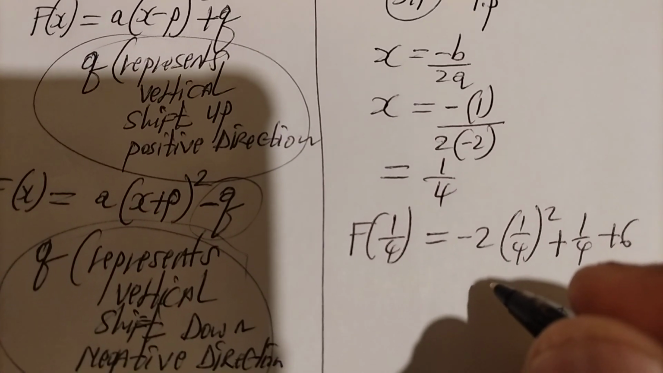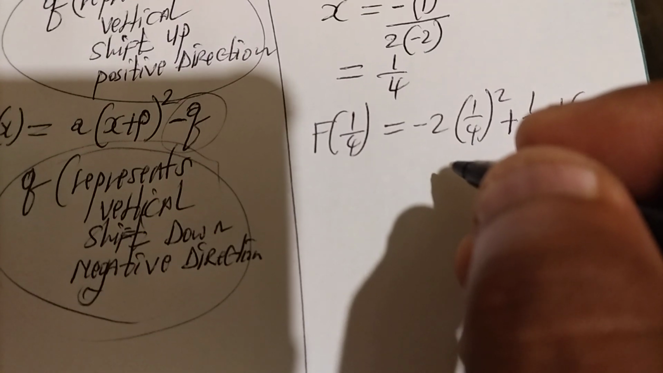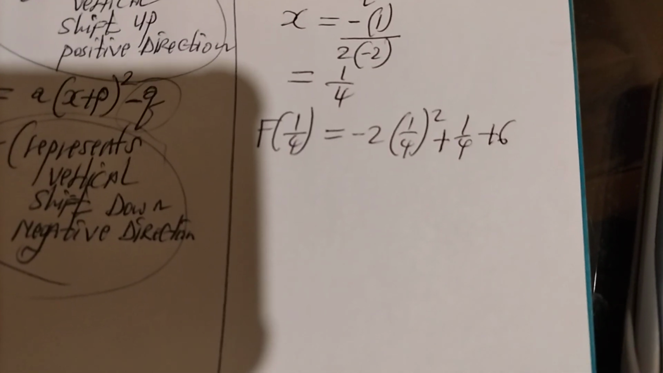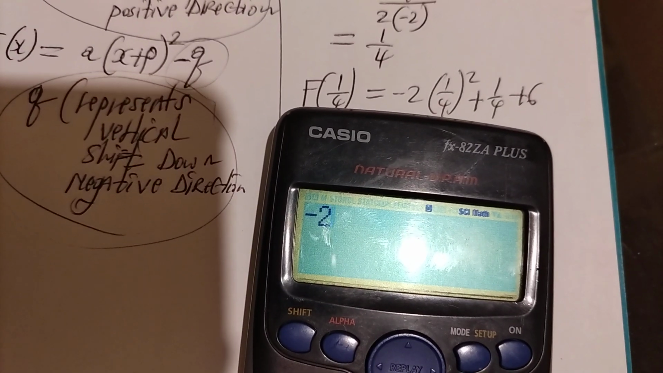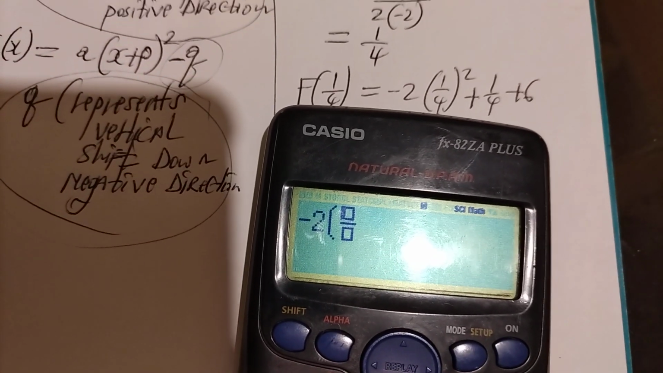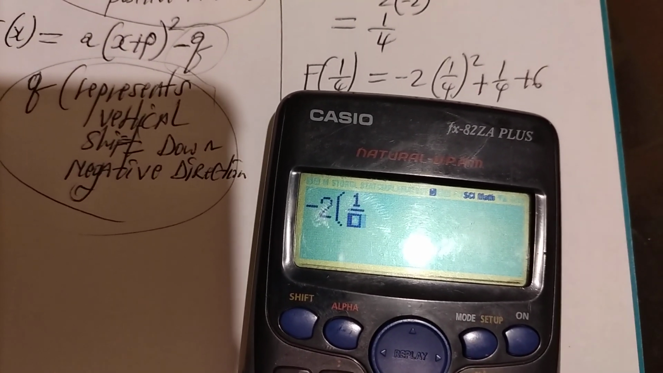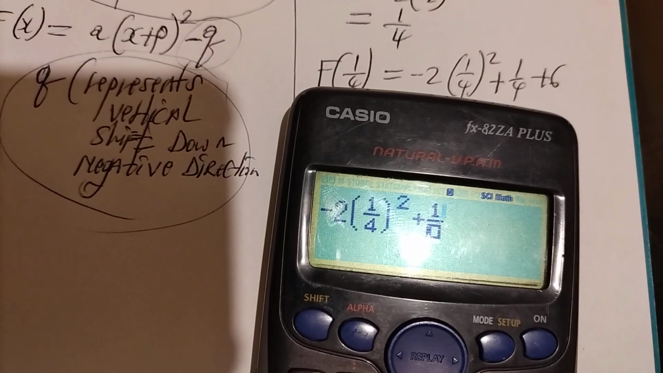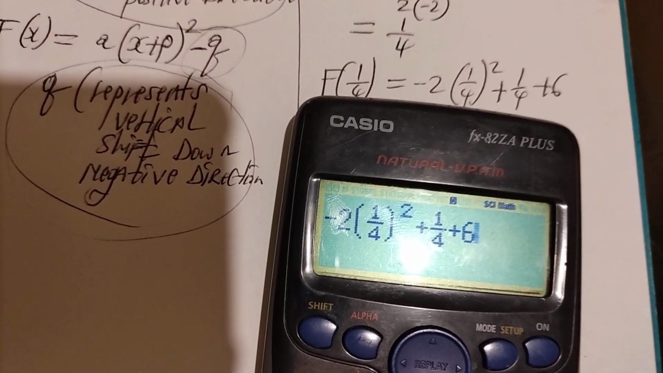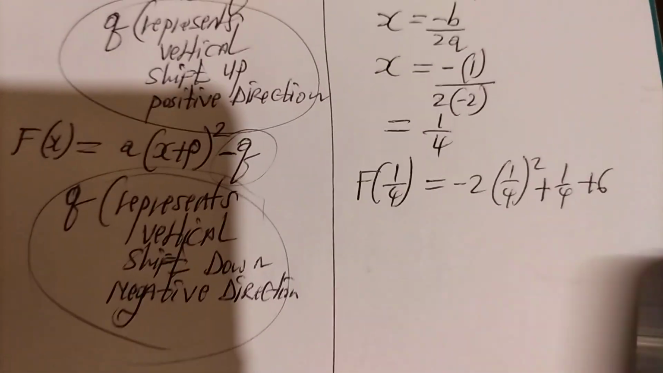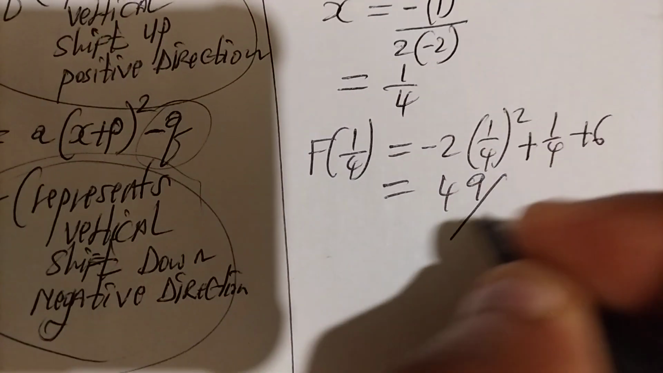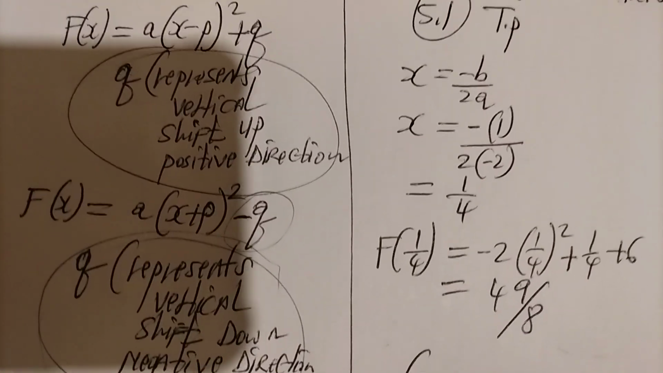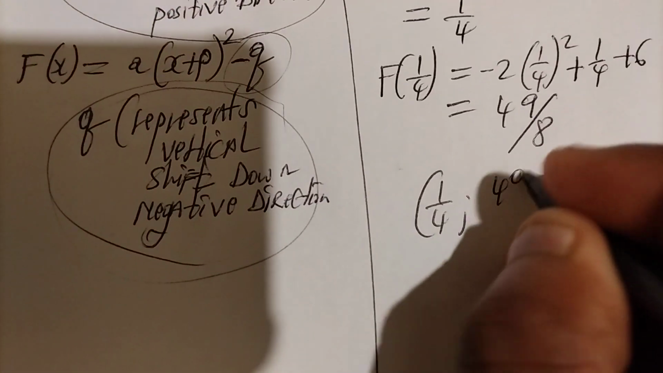Then of course I do believe that we can find this answer by looking at our calculator. So if we do the quick substitution here, it's -2, brackets, then we put in 1/4, bracket squared, plus another 1/4, and then plus 6. Then we get 49/8, which we can translate into a number. So the coordinates of the turning point are actually (1/4; 49/8).